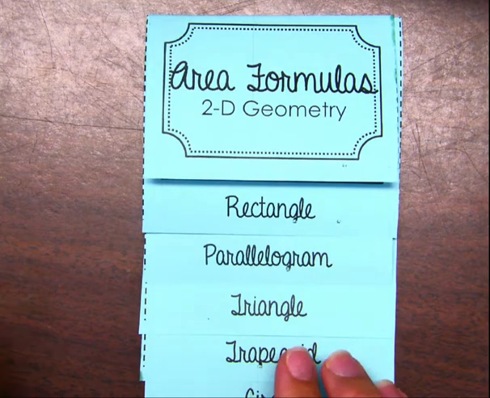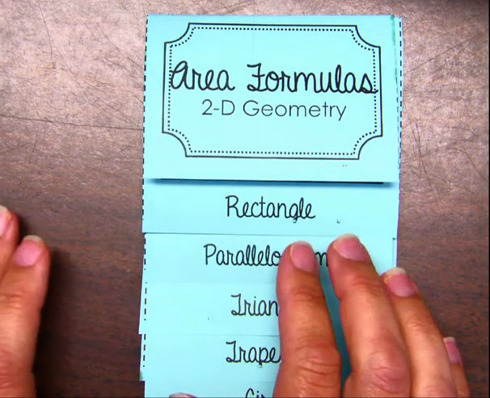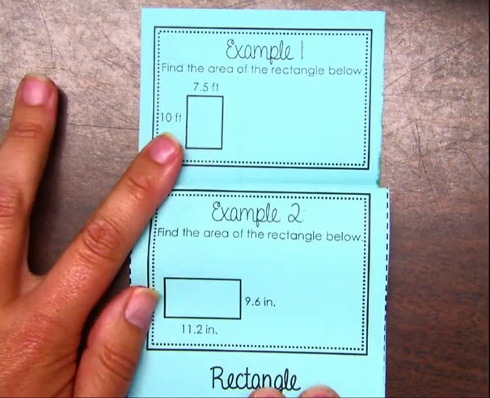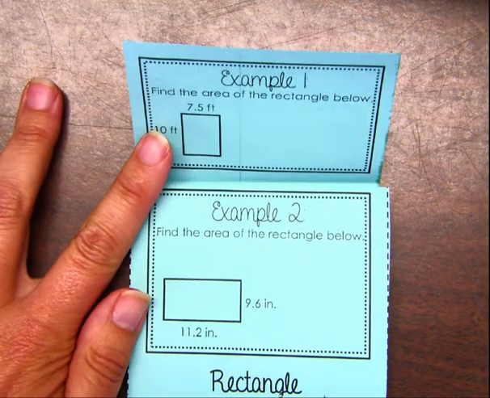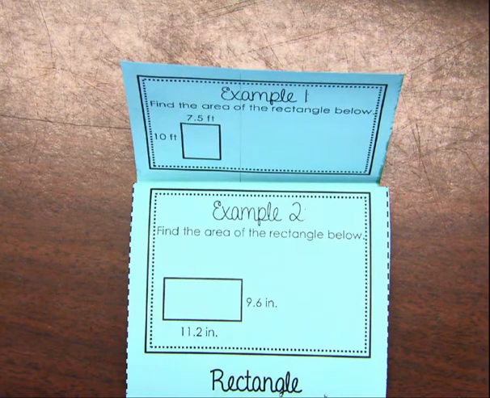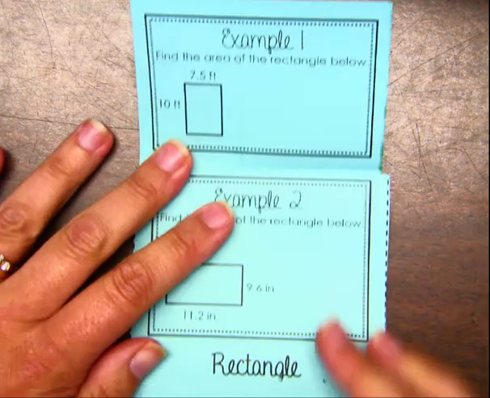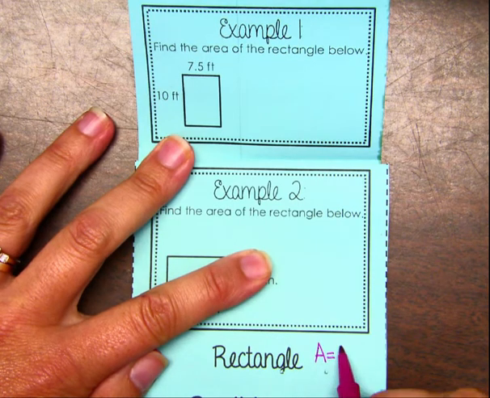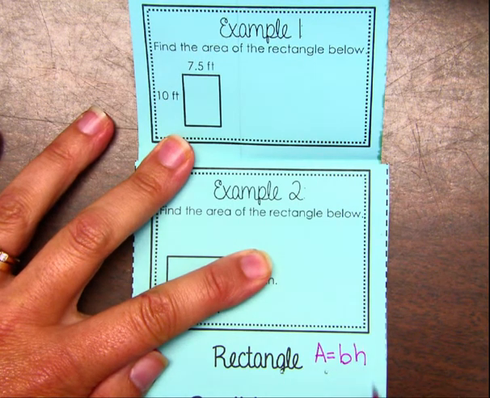So for our area formulas, just a couple of quick things really quickly. We're going to start with a rectangle. And if we open that up, find the area of the rectangle below. Well, for area of a rectangle, I'm just going to add it down here on the bottom. Area is equal to the base times the height.